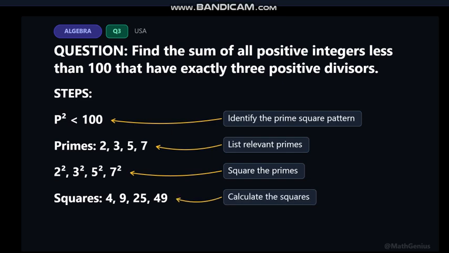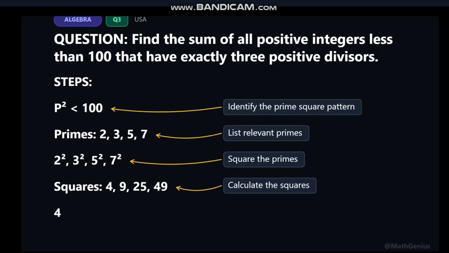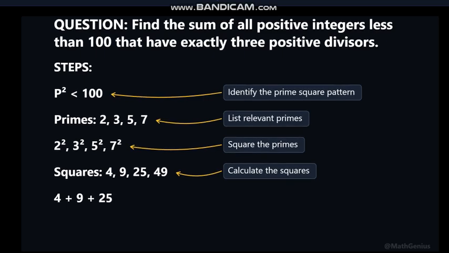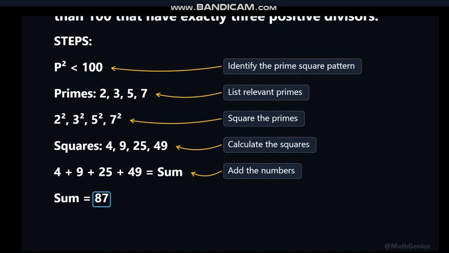The problem asks for their sum, so let's add them all together. 4 plus 9 plus 25 plus 49 equals the sum. Add the numbers. 87 is the magic number. Sum equals 87. Final answer.